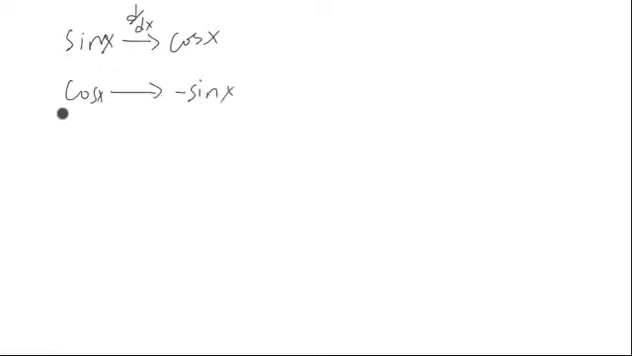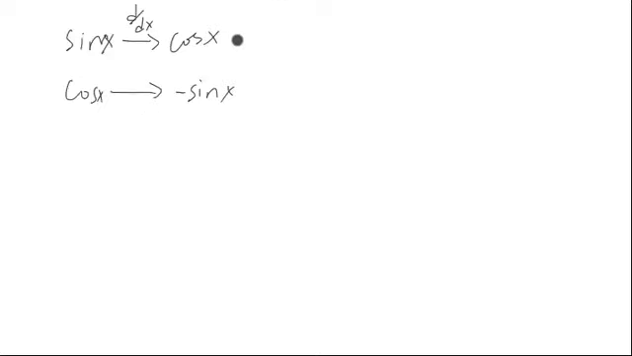Let's take a look at the derivatives of trig functions. We already know that the derivative of sine is cosine, and the derivative of cosine, so d/dx of cosine is negative sine. Okay, but let's look at the other ones. We still have 4 other basic trig functions to look through.